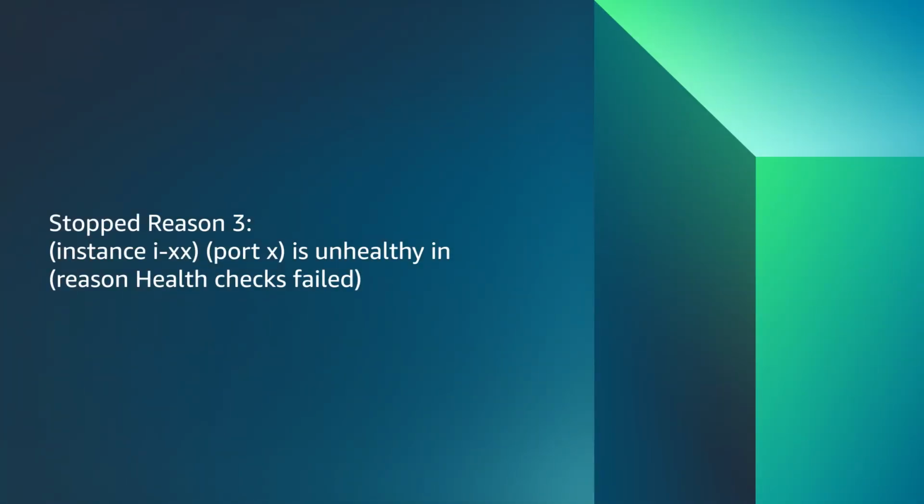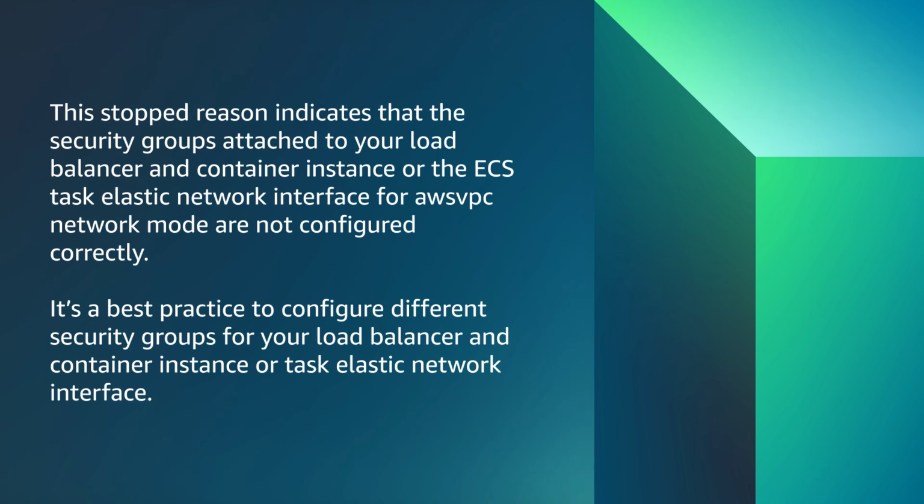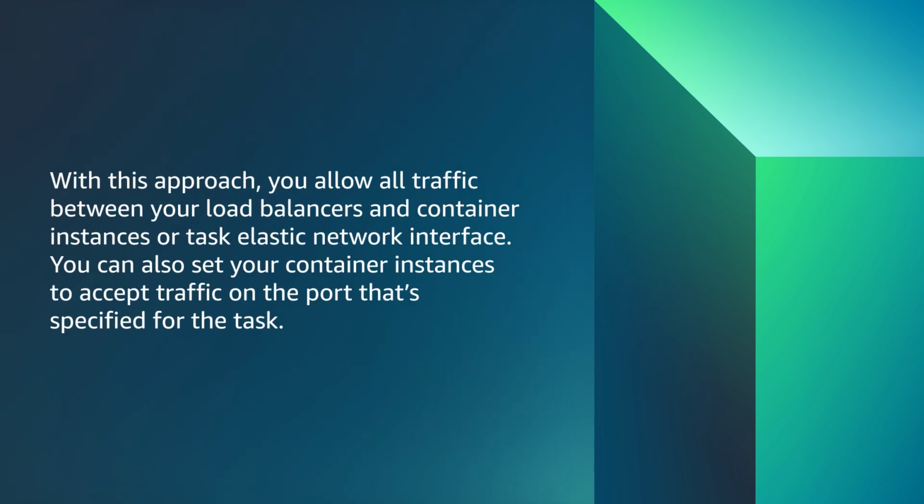Stopped reason 3. This stopped reason indicates that the security groups attached to your load balancer and container instance or the ECS task elastic network interface for AWS VPC network mode are not configured correctly. It's a best practice to configure different security groups for your load balancer and container instance or task elastic network interface. With this approach, you allow all traffic between your load balancers and container instances or task elastic network interface. You can also set your container instance to accept traffic on the port that's specified for the task.